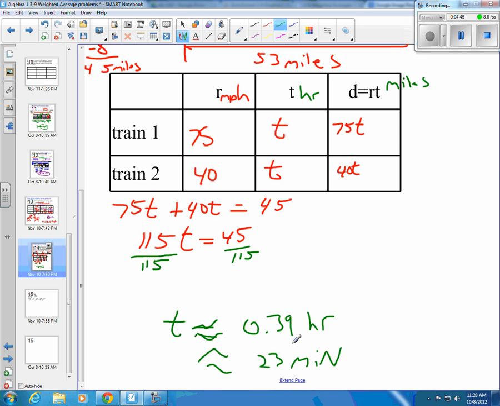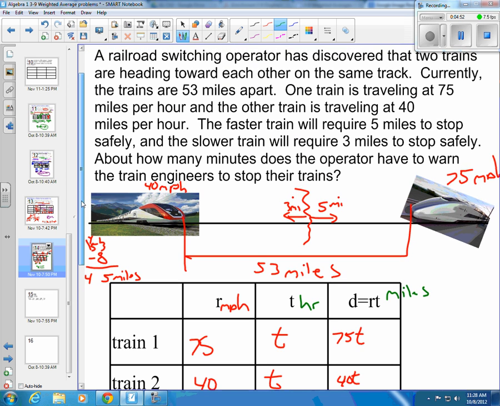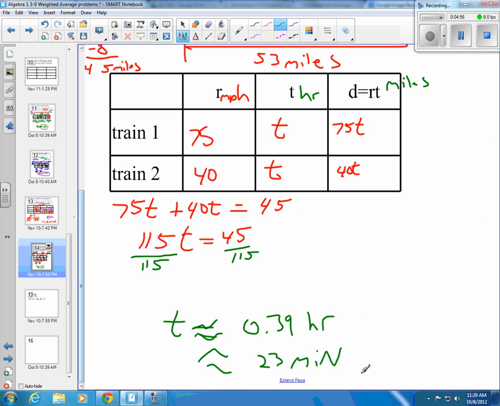So the train operator would have approximately 23 minutes to get a hold of both of the engine operators, our engineers, and get these trains to stop. Otherwise, we're going to have a crash. So 23 minutes total is our answer here.